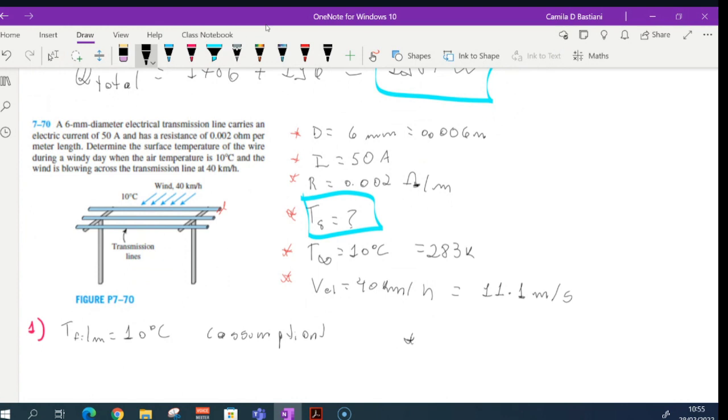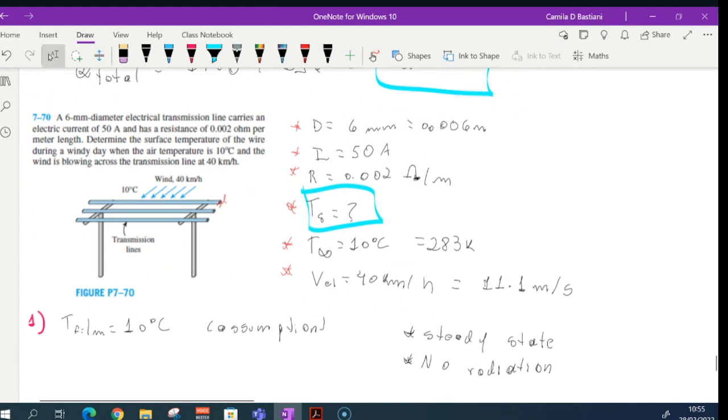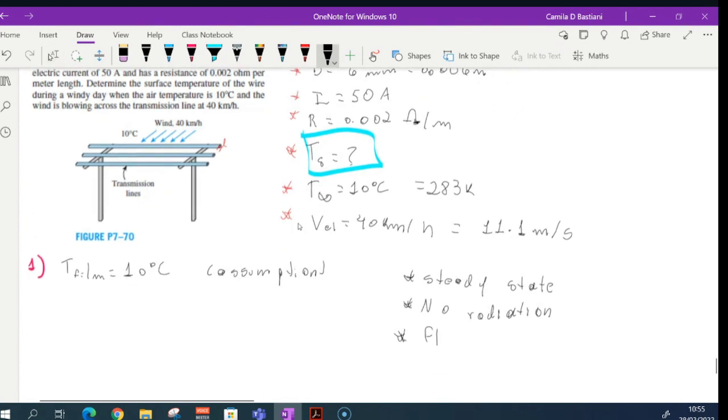What else am I assuming here? That my system is on steady state. Nothing is mentioned about radiation, so I'm going to assume that there is no radiation. I'm assuming flow over a cylinder. It's not a flat plate anymore. Now I have a cylinder. And I'm going to assume atmospheric temperature to be able to read the properties for the air.